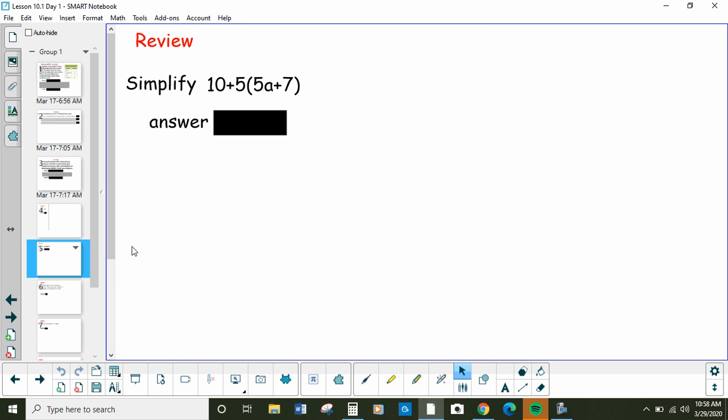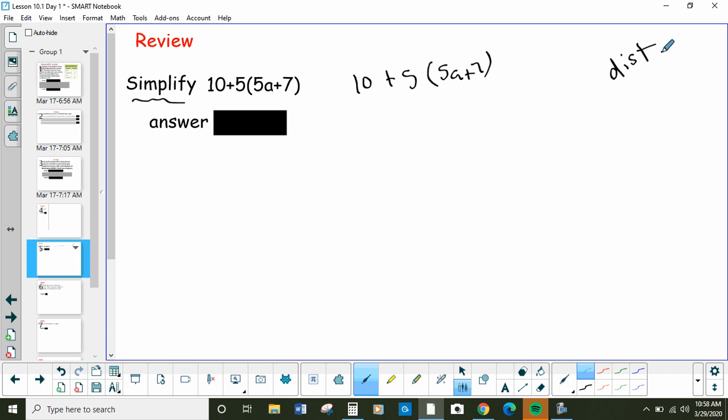Next review problem you're going to see on your quiz is to simplify algebraic expressions. Pause the video now. Do this problem on your own before you watch me do it. All right, so let's go ahead and do this problem. How do we simplify expressions? We distribute first, and then we combine like terms.